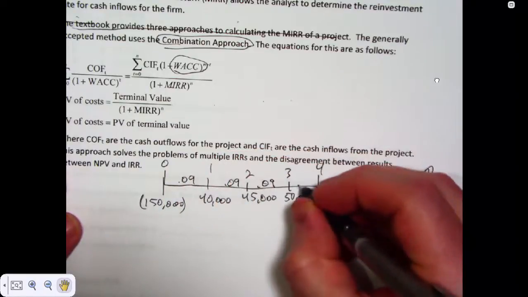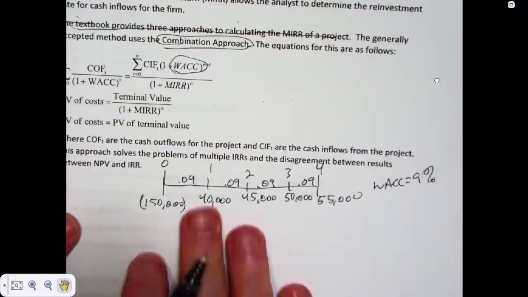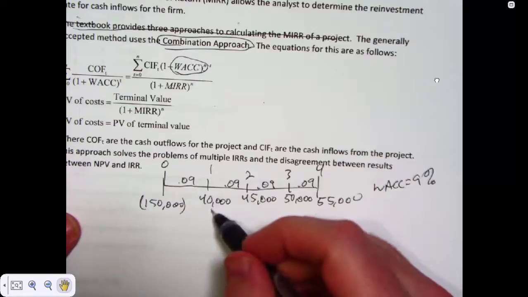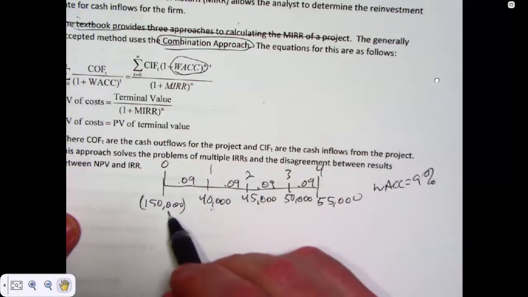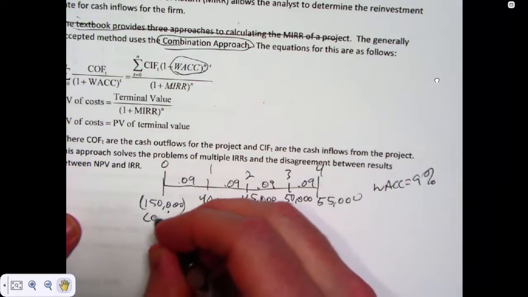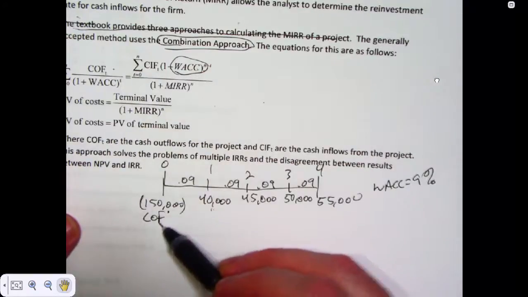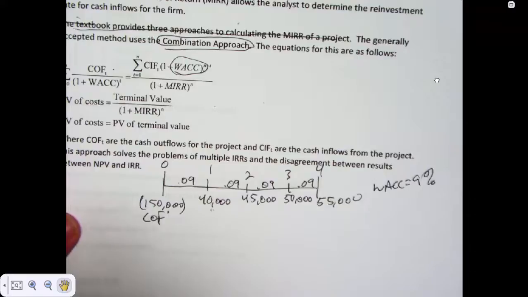So we're going to find all the future value of these cash inflows. And mind you, this is a cash outflow, COF. So looking up here, that's the COF. We don't need to discount it back at all because it's already at time 0. But I want to find the future value of each of these cash flows.